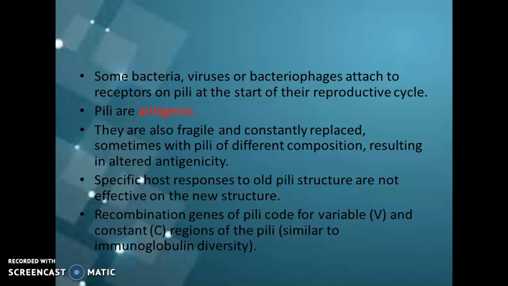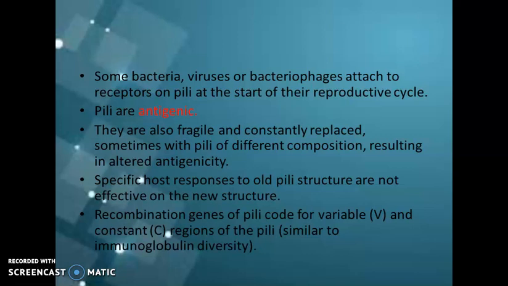So what is the character of an antigen? An antigen in the body is capable of inducing certain host responses, that is, the production of antibodies or any other type of host response as a result of antigen binding. The specific host response to old pili structures is not effective on the new structure. The response is not the same for the new pili structure.